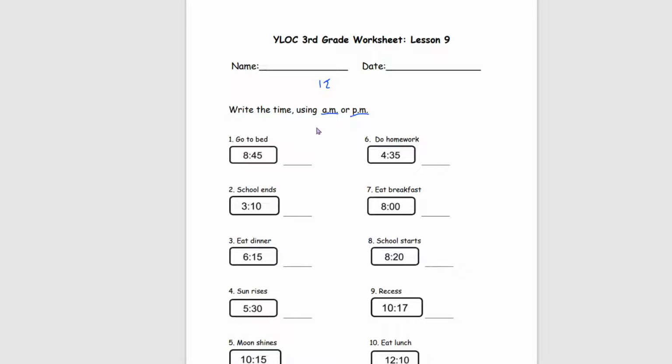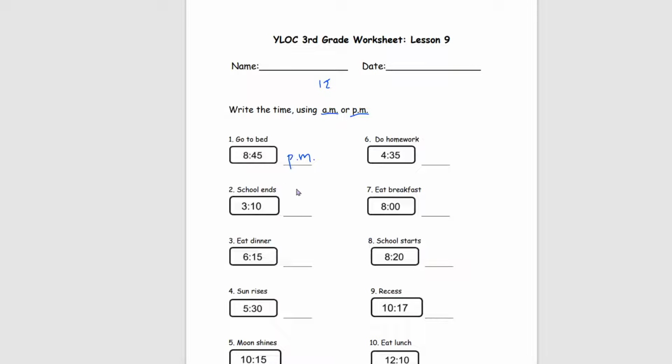So for number 1, we have go to bed at 8:45. And there's the two options being AM and PM. We know that we go to bed around nighttime. If it was AM, that means we'd be going to bed at 8:45 in the morning. So it had to be PM because we go to sleep at nighttime.